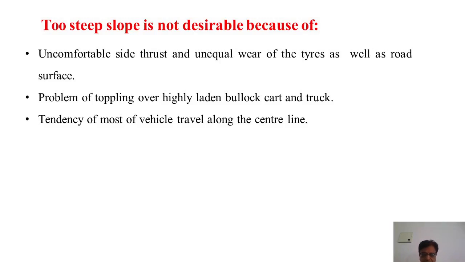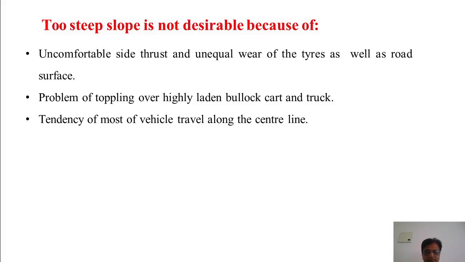In the case of a bullock cart and also a truck, you can have this overtoppling because of the tendency of most vehicles to travel along the central line. So you can see that most vehicles travel along the central line. This has to be avoided, because if you provide too much camber on one side... Okay, the remaining things we will discuss in the next class.